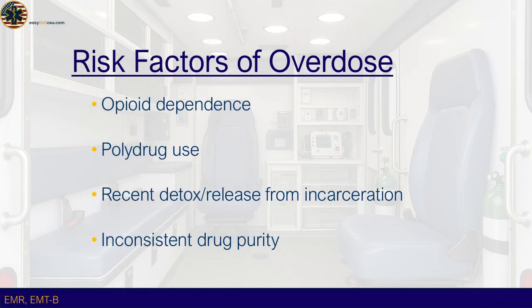Several risk factors increase a person's likelihood of experiencing an opioid overdose, and understanding these can help EMS providers better anticipate and manage these emergencies. First, opioid dependence is a major factor. Individuals who use opioids regularly develop tolerance, meaning they require higher doses to achieve the same effect. However, tolerance to the euphoric effects often develops faster than tolerance to respiratory depression. This imbalance increases the risk of overdose, especially when dosing becomes unpredictable or escalates.